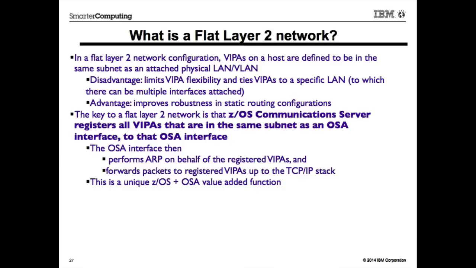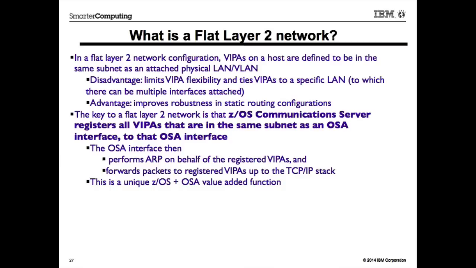They still get the resilience advantage of having multiple IP interfaces on the same LAN serving them, but they can't be served by multiple LANs. But the advantage is, if you're doing static routing only, a flat network improves robustness. So as a really high-level review, if you're using dynamic routing, VIPAs can be in any subnet. If you're using static routing, you want VIPAs to be in the same subnet as the attached LAN. And I'll talk about how that works in a minute.